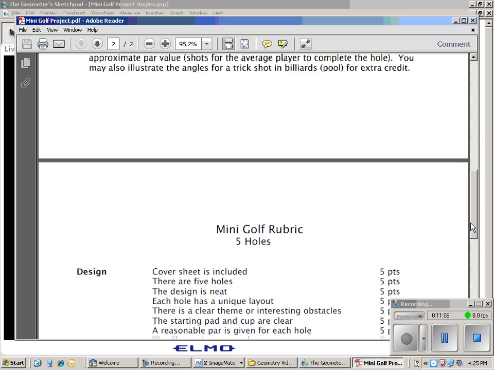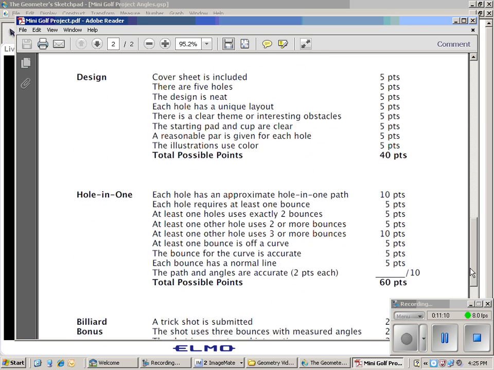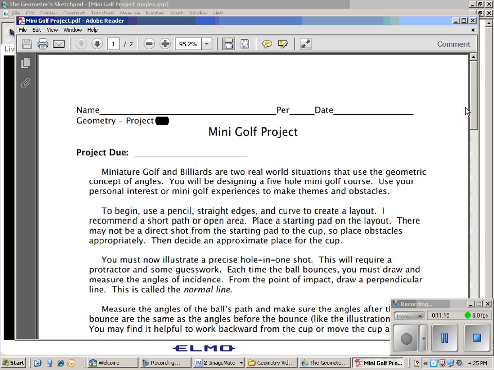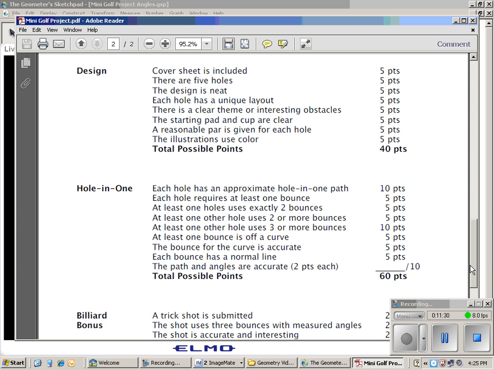On the back of that page, you have the actual rubric, the design, the hole-in-one. I'll let you read through the rubric. But I hope that this is a good introduction to the miniature golf project. Just be creative, design five holes and the solutions, measure the angles, and make sure that the color and the design all meet this rubric, because we'll be using this rubric to grade it.